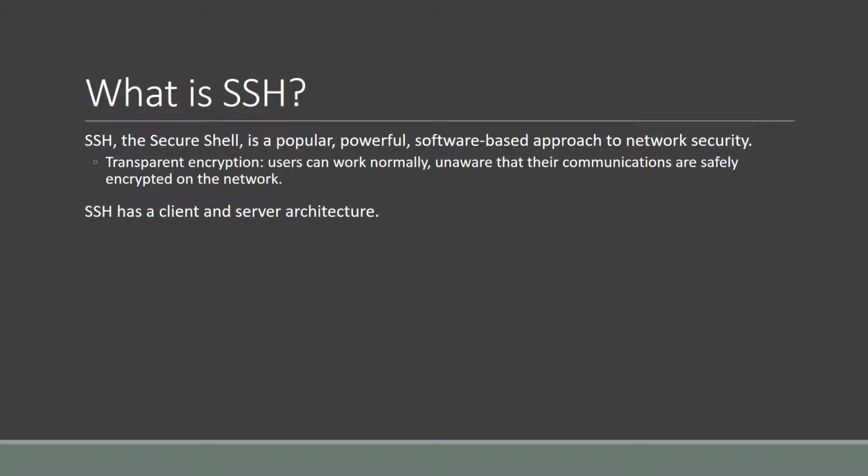The secure shell is a popular software-based approach to network security. How it works: when data is sent by a computer to the network, the secure shell will automatically encrypt the data. When the data reaches its intended recipient, SSH will automatically decrypt the data for it to be readable to the client. This is what is known as transparent encryption, where users can work normally, unaware of how the process is going.